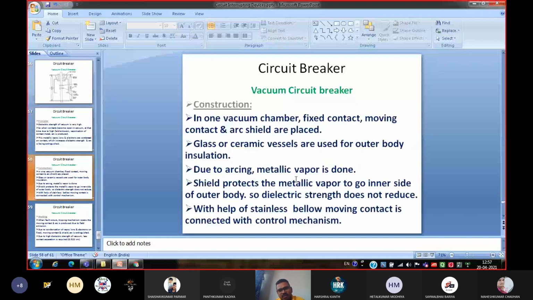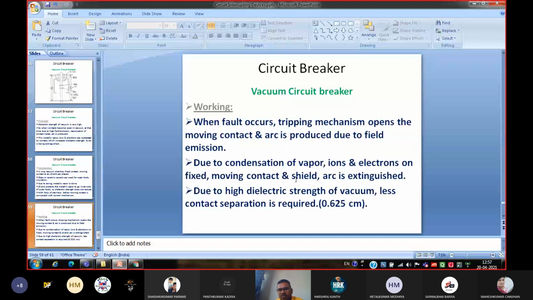Okay, so working: when a fault occurs, the tripping mechanism opens and the moving contact moves, and an arc is produced due to field emission. Due to this high field emission, the arc is produced in between the fixed contact and the moving contact. Due to condensation of vapor, ions and electrons on the fixed contact, moving contact and shield, the arc is extinguished.